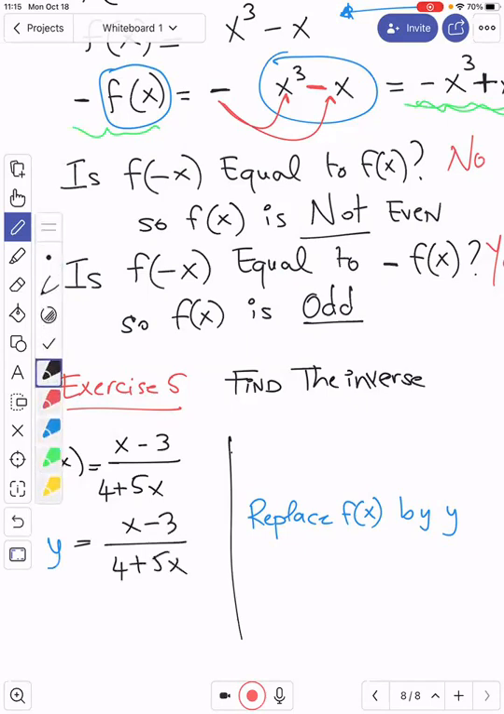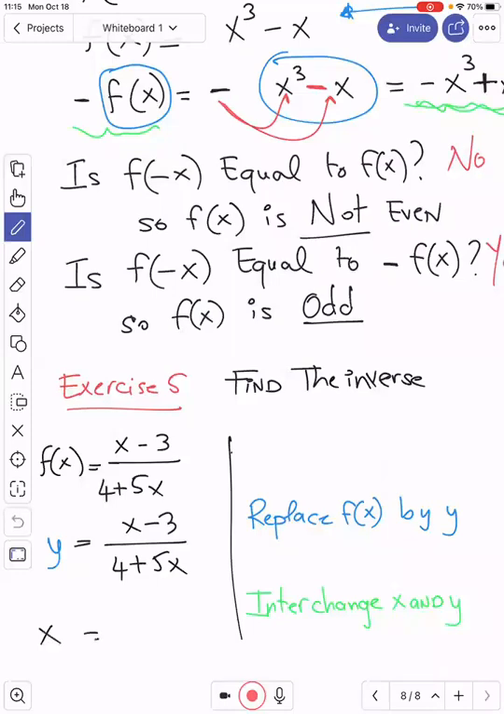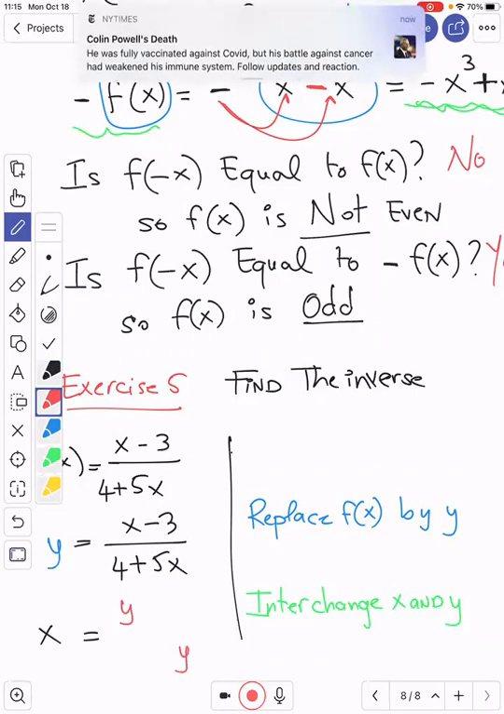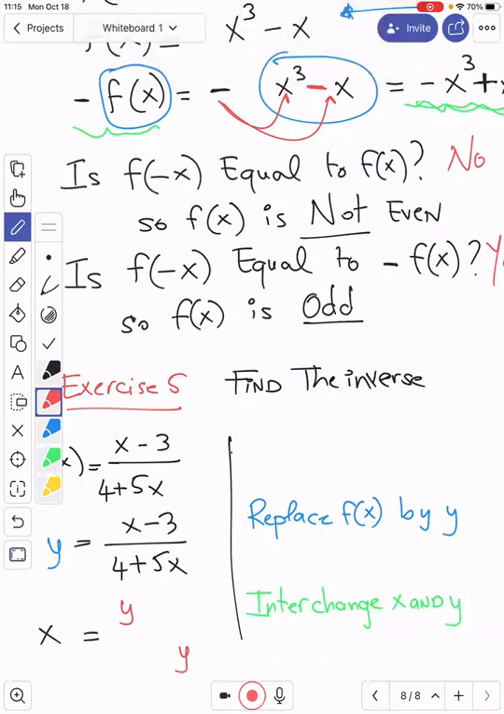Next step, you switch or interchange the x and y. So y becomes x and x becomes y. There's y in the top. You replace both x's by y, guys. If you replace just one x by y and leave the other as x, then probably you're going to end up with the wrong answer. So both x's, you replace by y. So this is y minus 3, and this is 4 plus 5y.